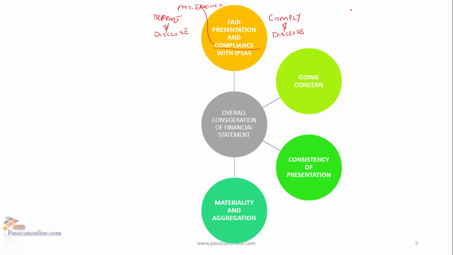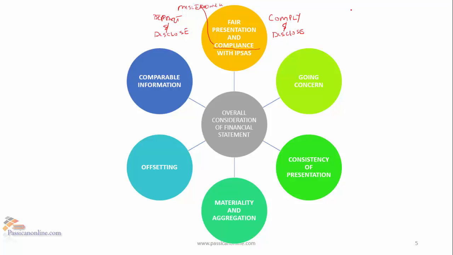Materiality and aggregation. Each material item should be presented separately and immaterial amounts should be aggregated by similar nature and function and presented separately. In other words, material items should be presented separately. However, immaterial items can be aggregated along the lines that they are of similar nature or similar in function and presented together. Offsetting. Assets and liabilities, revenue and expenses shall not be offset against each other under IPSAS unless another standard allows it. Comparable information. Amounts presented in financial statements shall show comparable information in respect of the previous period.